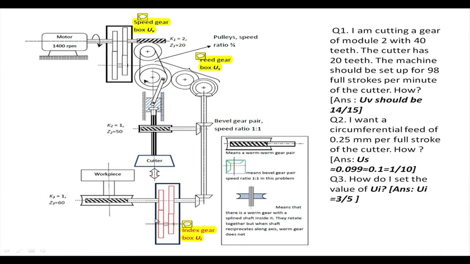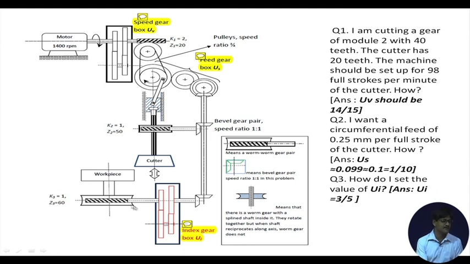Now, if you recall the discussion in the last lecture, UI is situated here and UI is decided by the number of teeth that we are going to cut. What is the number of teeth that we are going to cut? We are cutting a gear of 40 teeth.